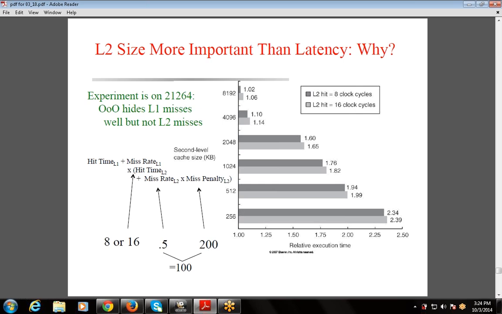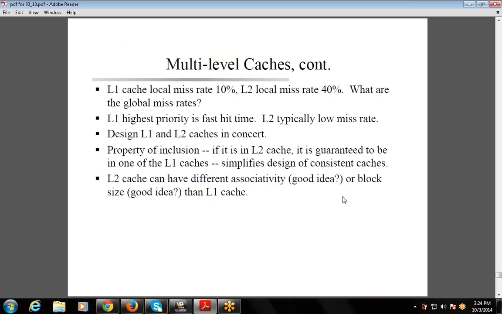Then L2 cache miss rate is more important than latency. Why? What is the reason? This is the reason, shown using the diagram. Then multi-level cache continued.